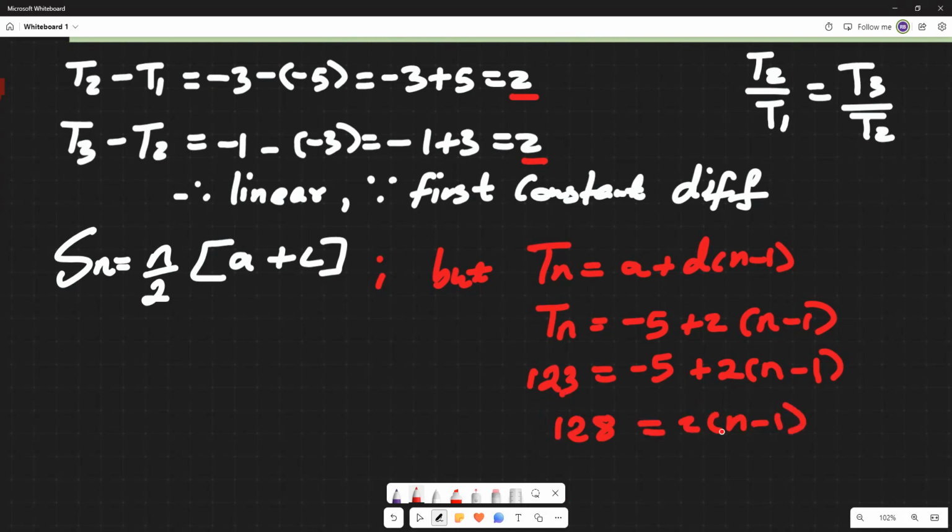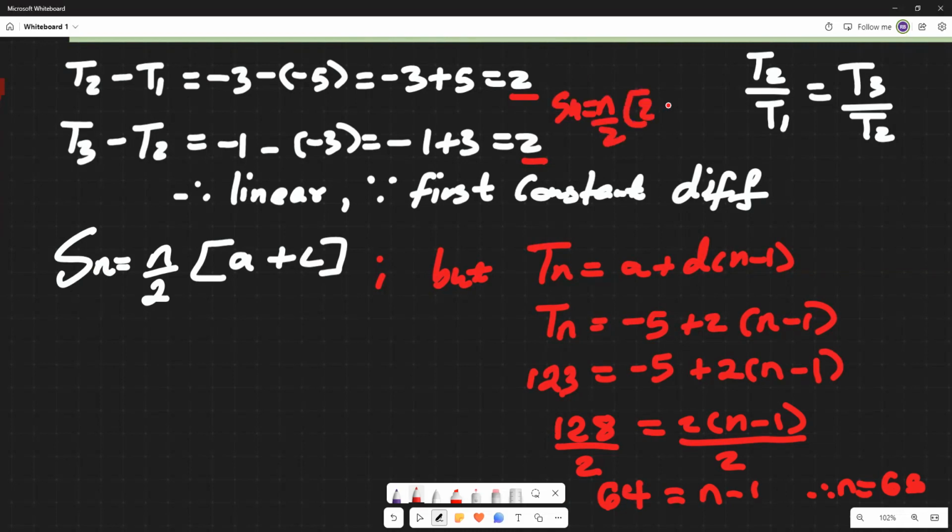Someone here can multiply in, but I'd rather just divide both sides. So what is 128 divided by 2? That gives us 64 equals n minus 1. Therefore, we can see that n equals 65. So it's like I'm adding 65 terms. So I can use this Sn, or you can even use this one. It's your choice. You can use Sn equals n over 2, bracket 2a plus d into n minus 1.